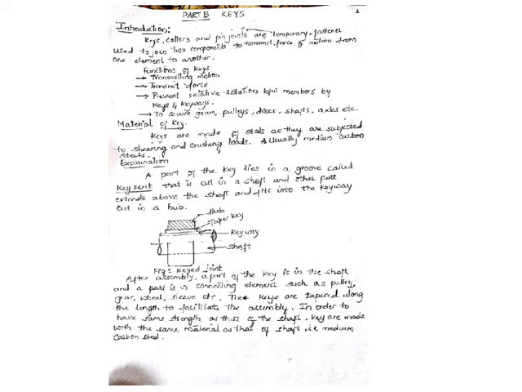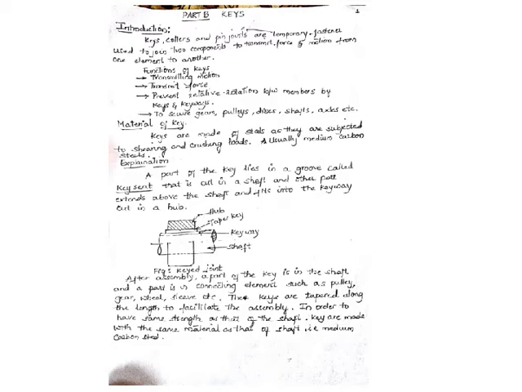First of all, let us discuss the introduction of keys. Keys, cotters and pin joints are temporary fasteners that are used to join two components. Keys are used to join two components and to transmit force and motion from one element to another. Why are keys used? Keys are usually used to transmit force and motion. A few functions of keys are transmitting motion and transmitting force.